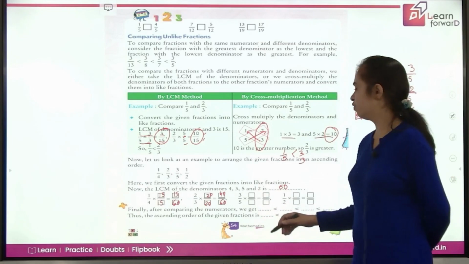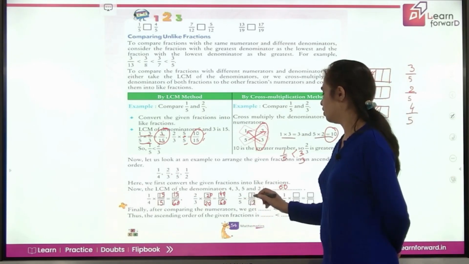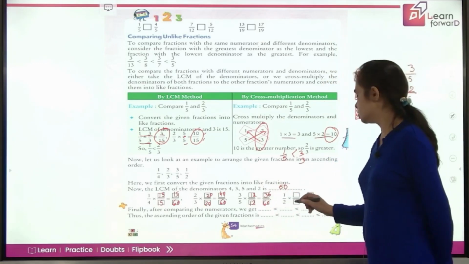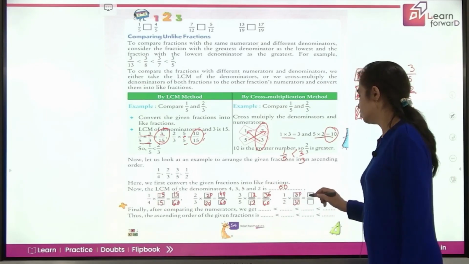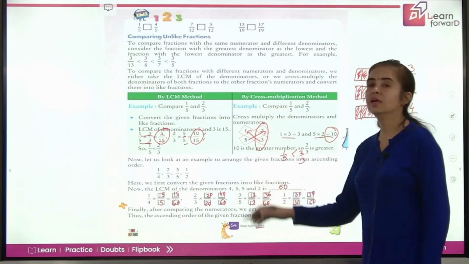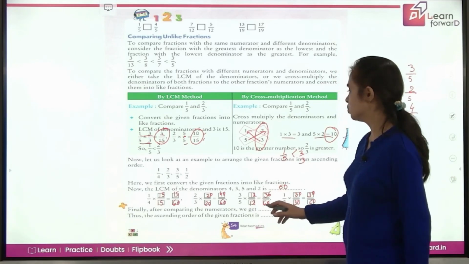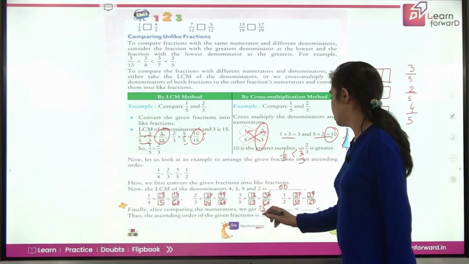3 by 5, 5 changes to 60, multiplying by 12. So 12 5s are 60 and 12 3s are 36. 1 by 2 into 60, so you will multiply by 30 here. So you get 30 by 60. Now what you see, all the fractions are like fractions. So when you compare them, which is the smallest one? 15 by 60 is the smallest.